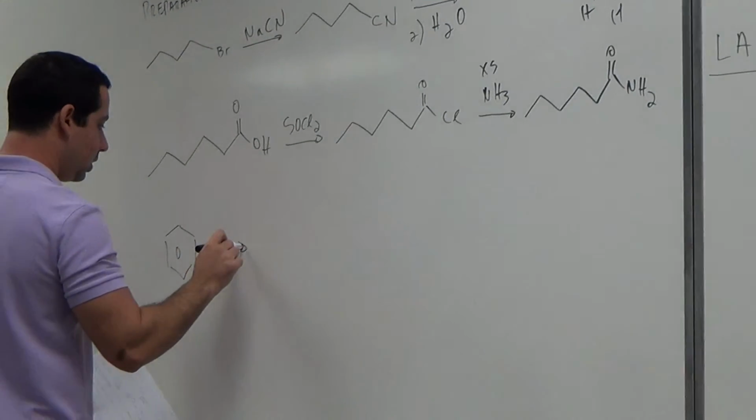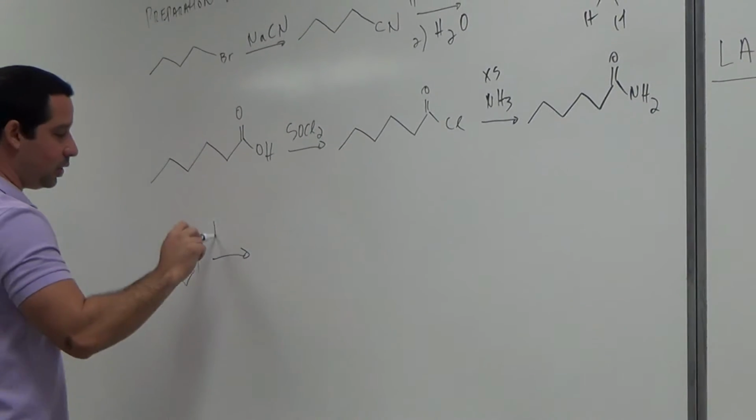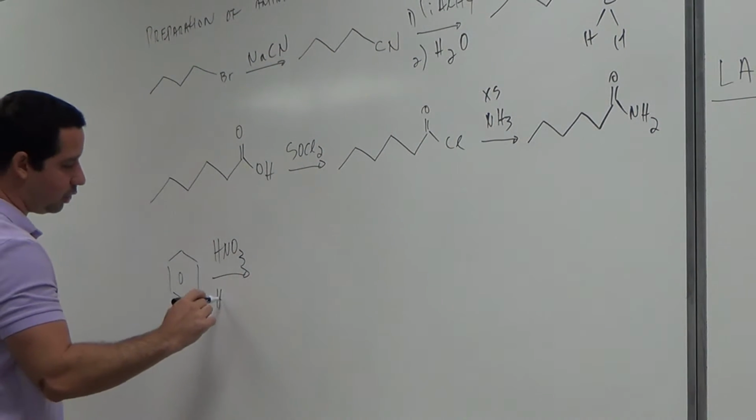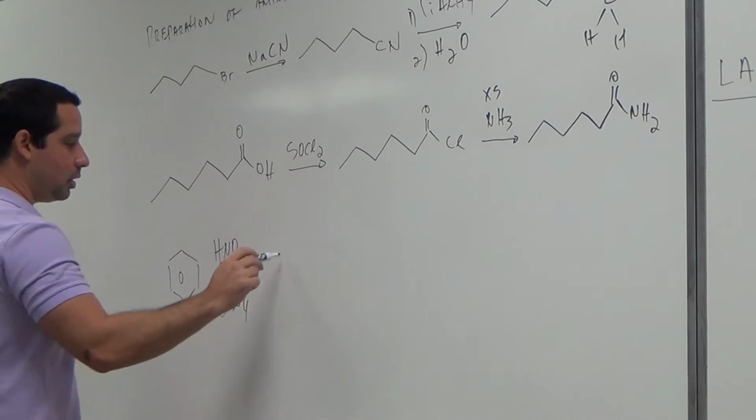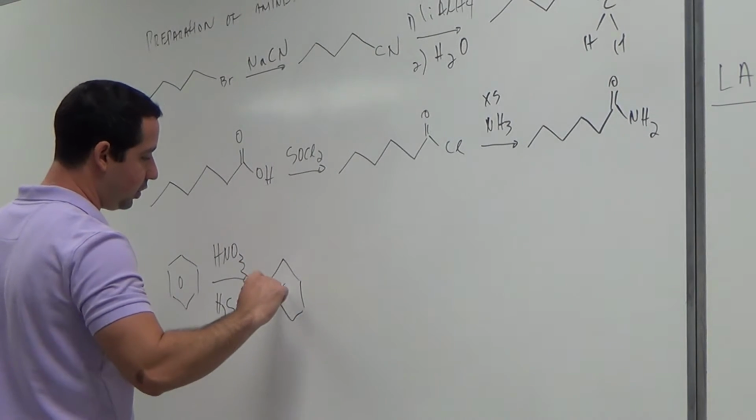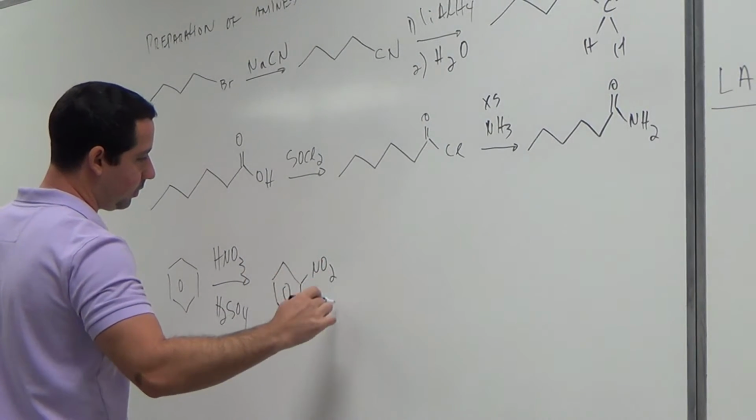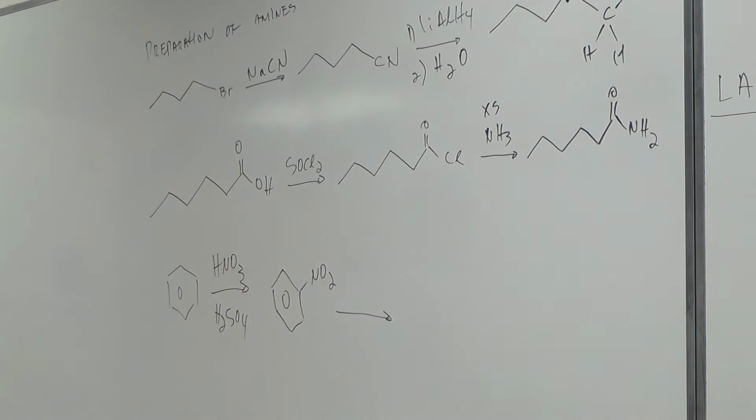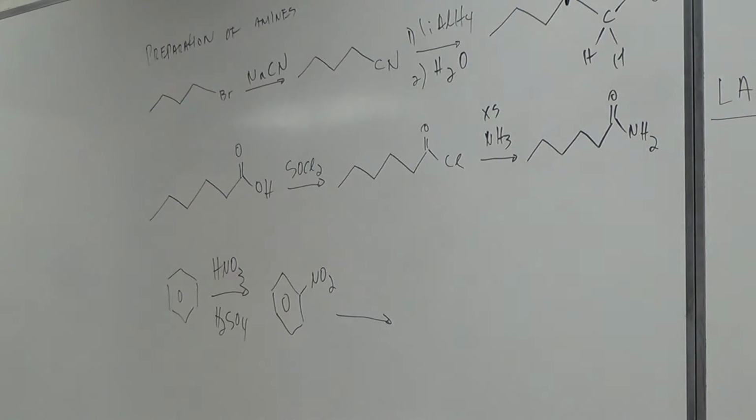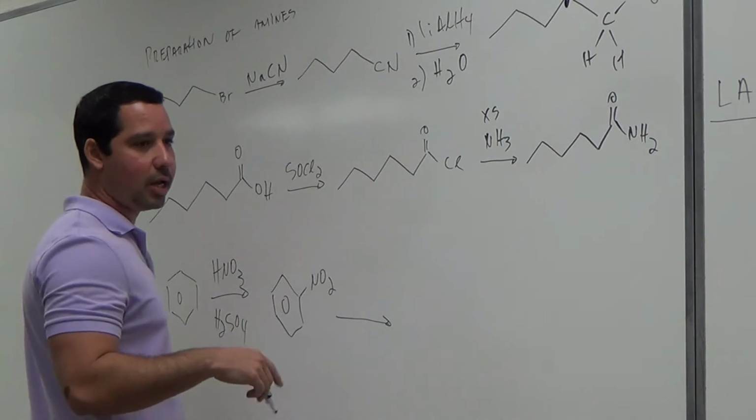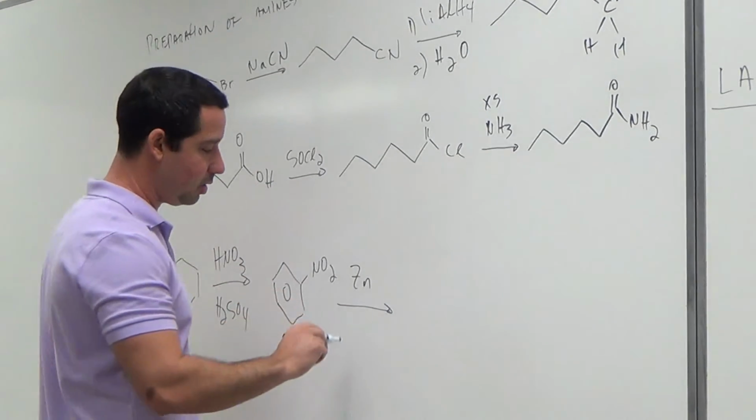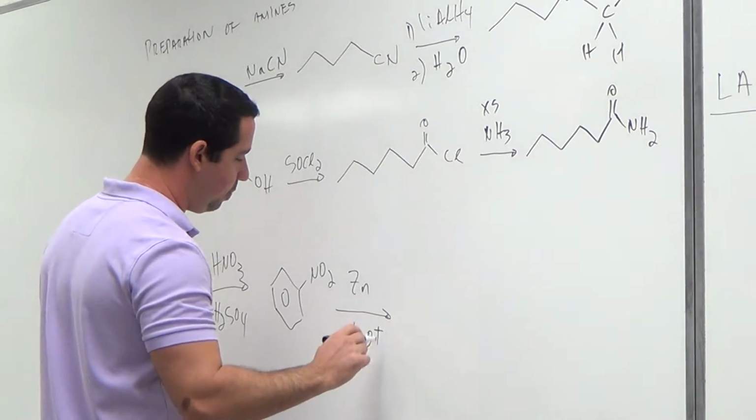And this is electrophilic aromatic substitution, yes? Nitric acid, sulfuric acid. These are conditions for nitration. And I am going to reduce this with what? Zinc. Okay. I can use iron, I can use zinc. I think we did zinc, yes? But it's a metal, okay? Metal and H3O+.